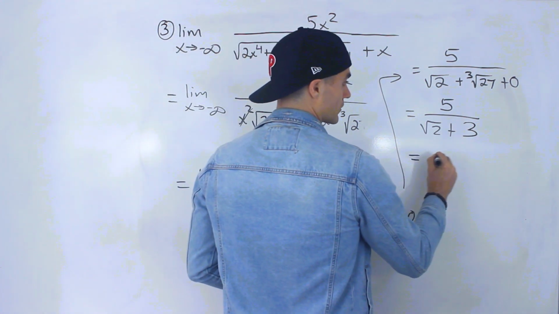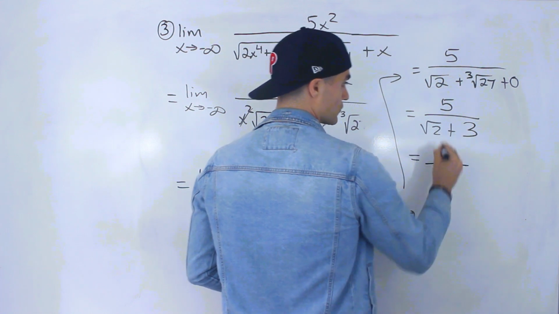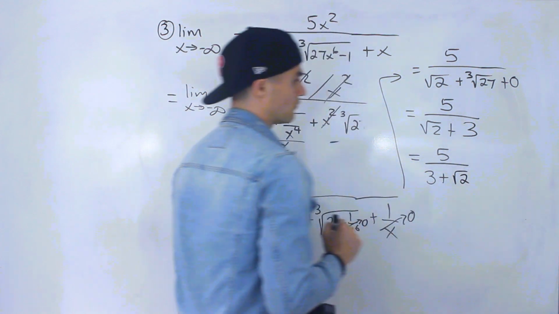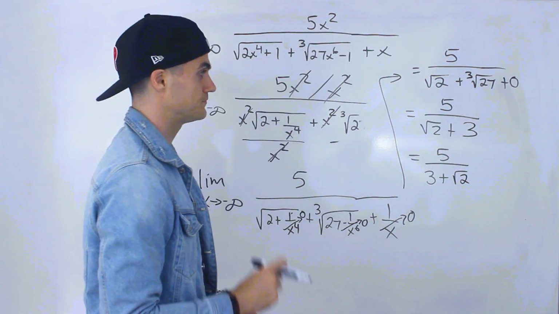So if you want to make this look nicer, you can put the root 2 in front. I usually like to put single constants in front, so 5 over 3 plus root 2.